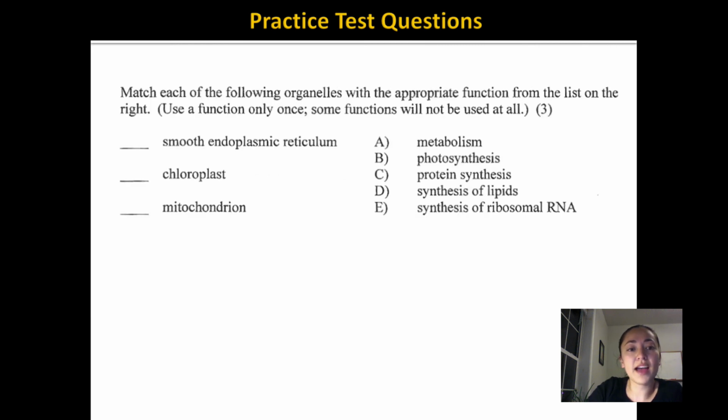Let's match some organelles with their appropriate function. Smooth endoplasmic reticulum, what does that do? Well, it synthesizes lipids. The chloroplast is the site of photosynthesis. And the mitochondria, that's where all the ATP or energy is produced, and that is mainly responsible for metabolism, for powering all those chemical reactions happening in your body.